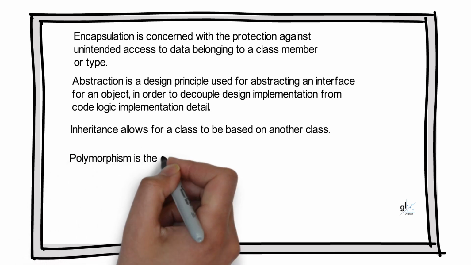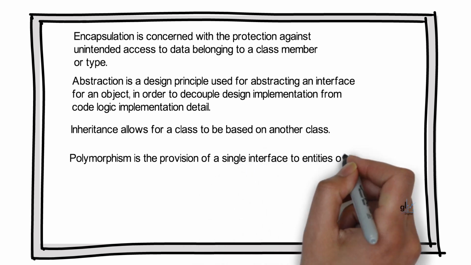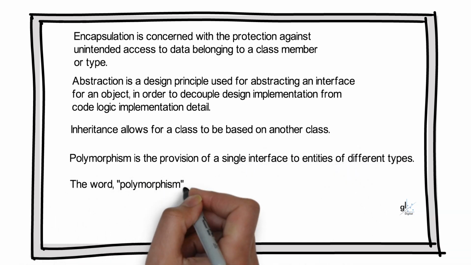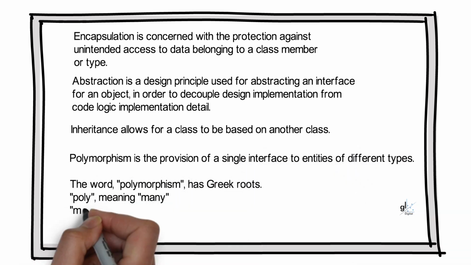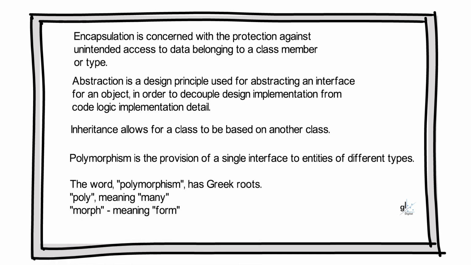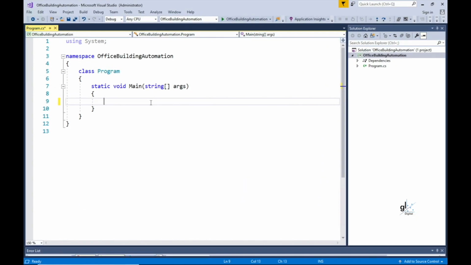The principle of polymorphism is the provision of a single interface to entities of different types. The word polymorphism has Greek roots, poly meaning many, and morph meaning form. A polymorphic object can take on many forms, but this principle will be explained in detail in an upcoming tutorial. So let's explore the principle of encapsulation through a code example.